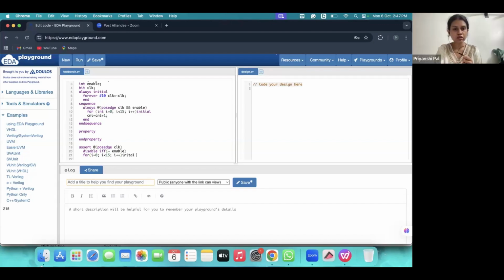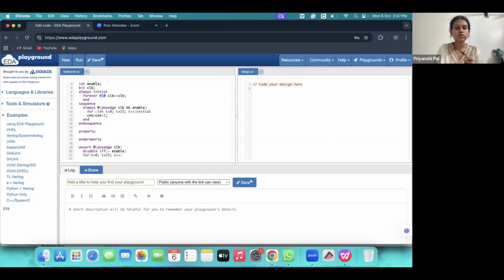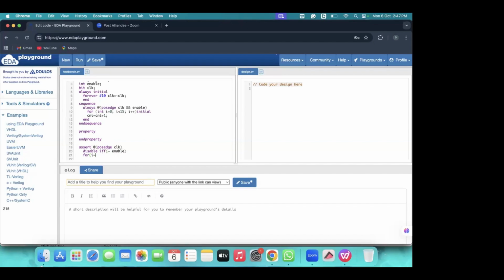I have to go like this only, no? The condition will be written like this. You can also write normally that CNT is less than or equal to 4'd15, else it will give the error: counter exceeded 15.